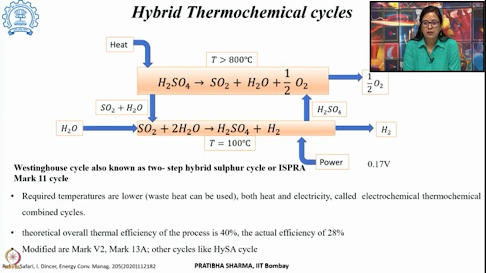The theoretical efficiency of this process is 40%, however the actual efficiency obtained was 28%. There were modifications to this cycle, namely Mark 2 and Mark 13A. In Mark 2, other than hydrogen sulphide, hydrogen bromide was used, while in the Mark 13A cycle the SO2 came from flue gases, which was an open cycle. Various other hybrid cycles also exist.